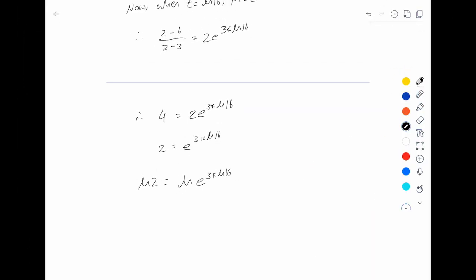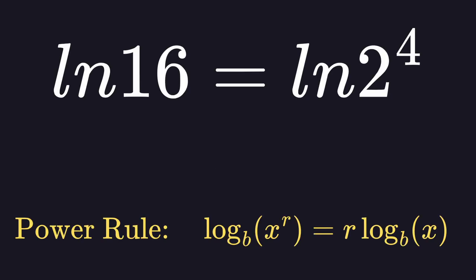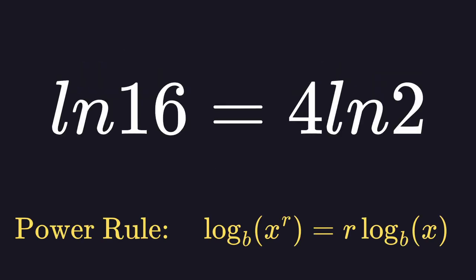Now watch out. This part of the question can easily trip you up if you're not paying attention. What does ln 16 break into? Well, 16 is equal to 2 to the power of 4, which means according to our ln rules, we can take the 4 down, giving us 4 ln 2.